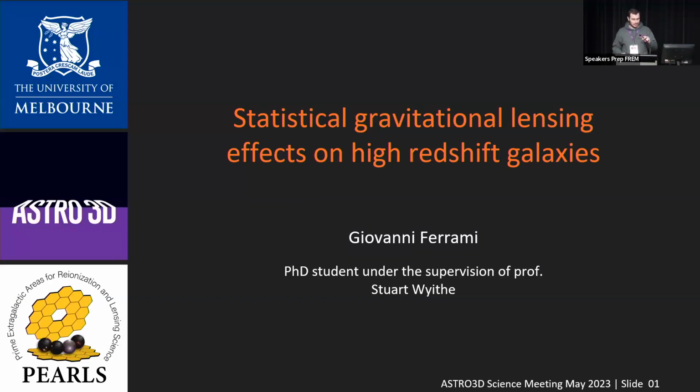Hi everyone, I'm Giovanni. I'm a second-year PhD working with Stuart on gravitational lensing, and today I'll talk to you a little bit about what gravitational lensing can do to some statistical properties of high redshift galaxies, in particular their UV luminosity function.